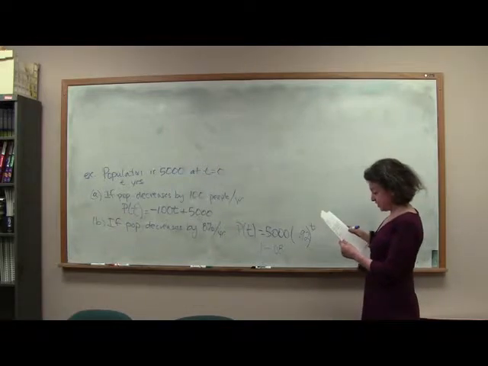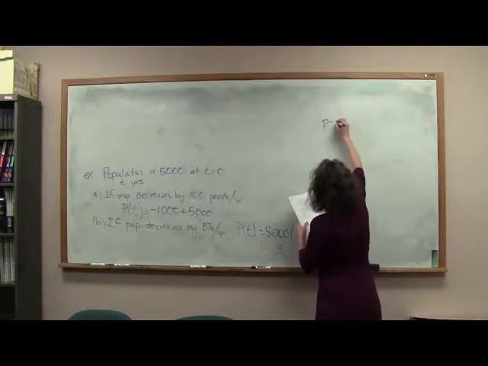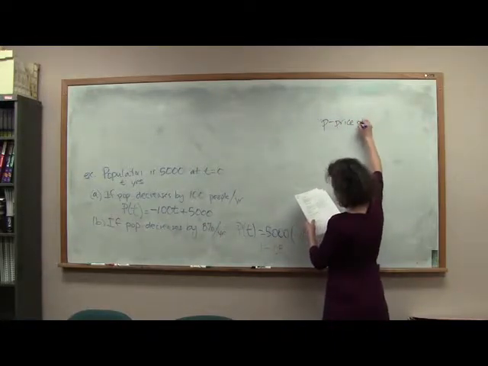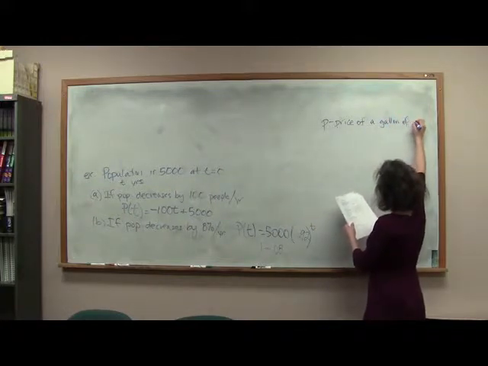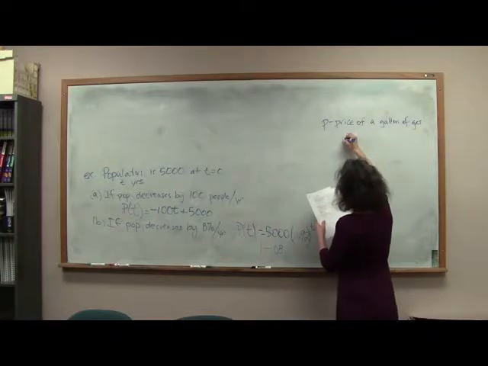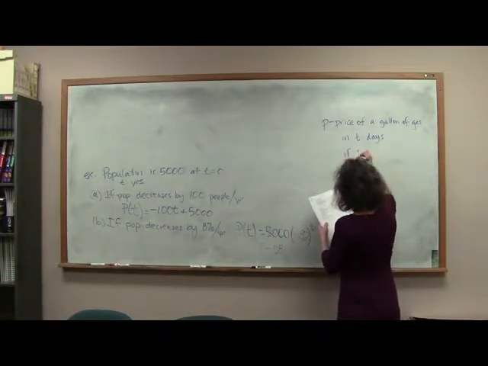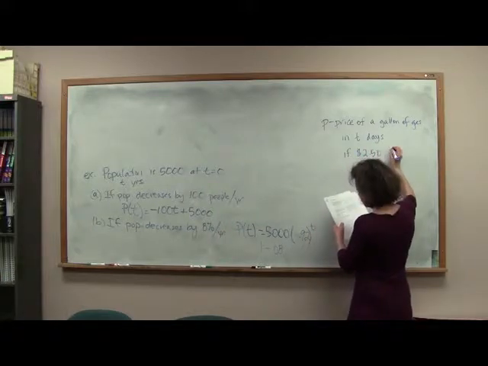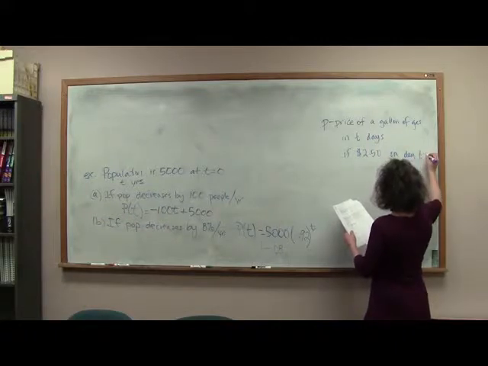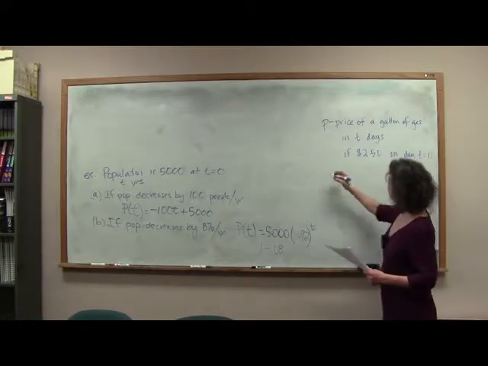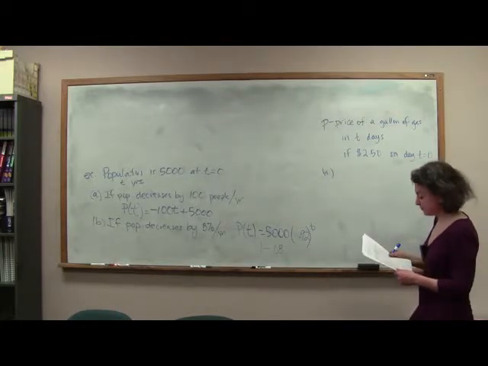Now what we're going to do is we're going to say P stands for the price of a gallon of gas in T days, if the price is $2.50 on day T equals 0. Okay, so our initial price is $2.50 for a gallon of gas.